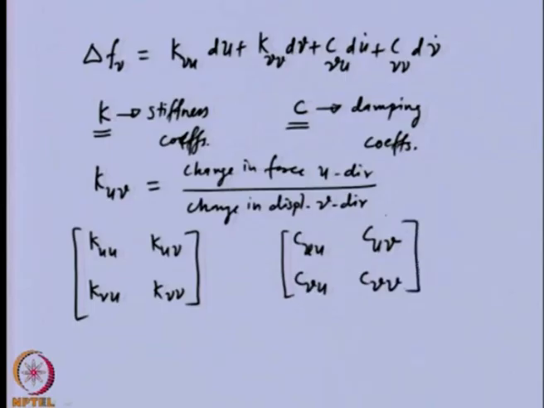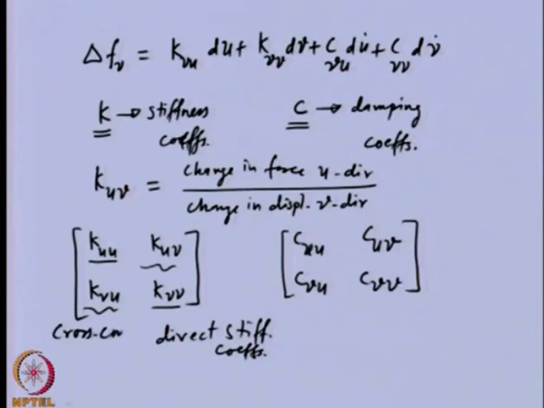So, in this, this and this are called direct stiffness coefficients, and these two are called cross coupled stiffness coefficients. Similarly, here these two are direct damping terms, and these are cross coupled damping terms.